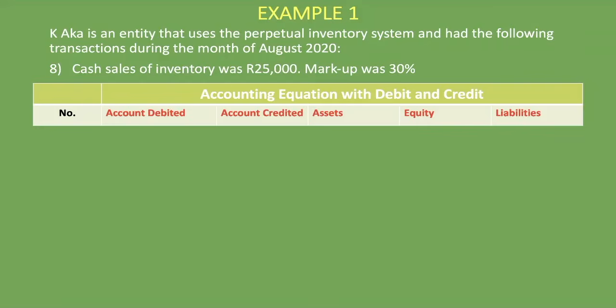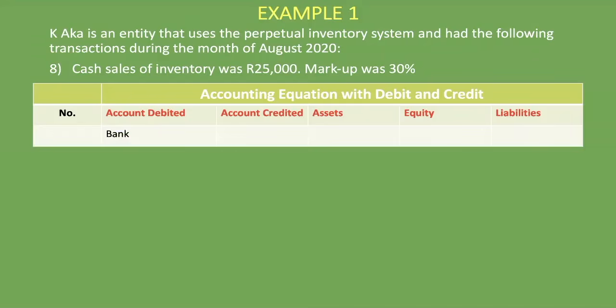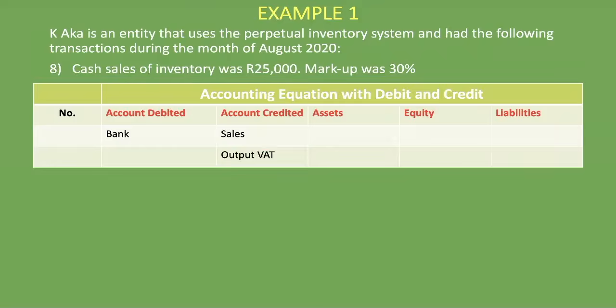So for the sales of inventory, what do we have here? Well, the account debited is the bank because we sold it using cash. So put there bank. And the second account we have there is our sales. Remember, whenever we sell goods, we record sales. And the third one we have here is our output VAT. I hope you caught that one correctly. So our output VAT is affected here because we sold goods to a customer and they paid us the amount including VAT, and we'll still have to pay the revenue authority that amount. So output VAT obviously is a liability, and liabilities increase on the credit side. So we put output VAT as the account that is credited.